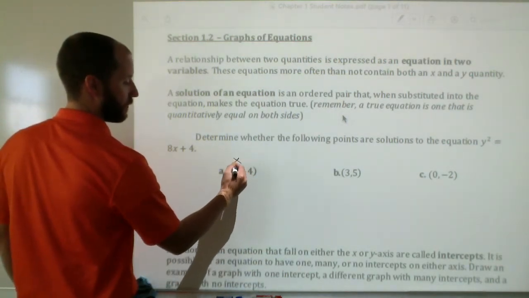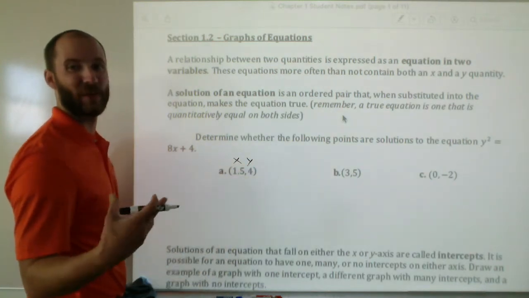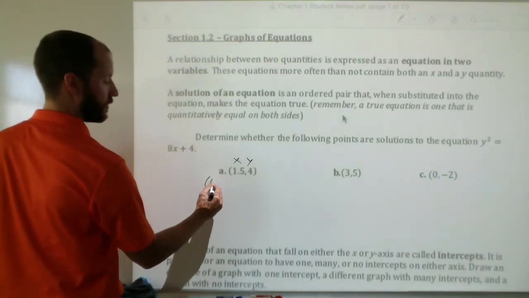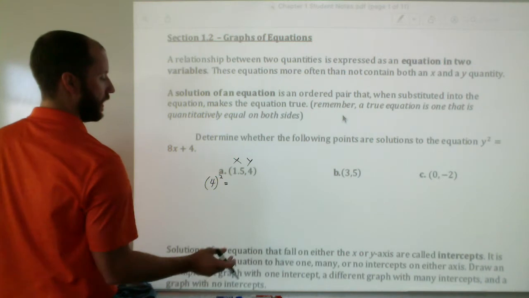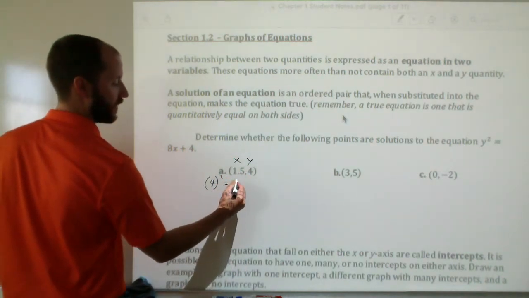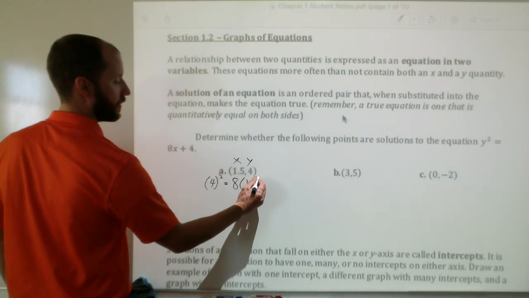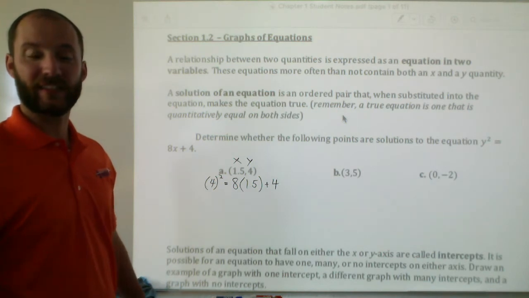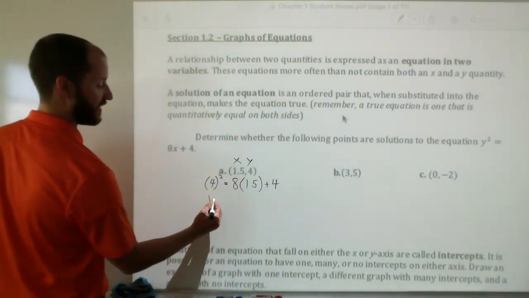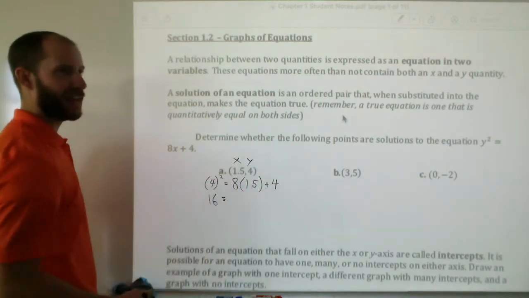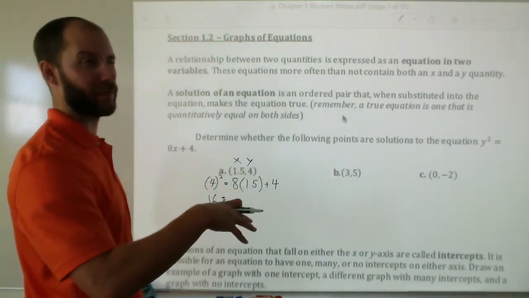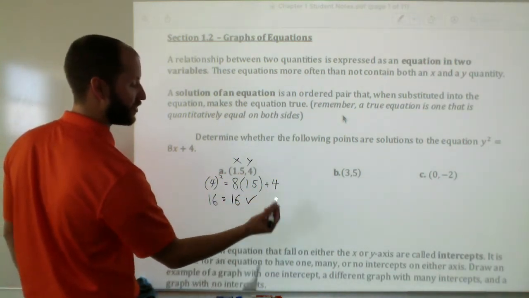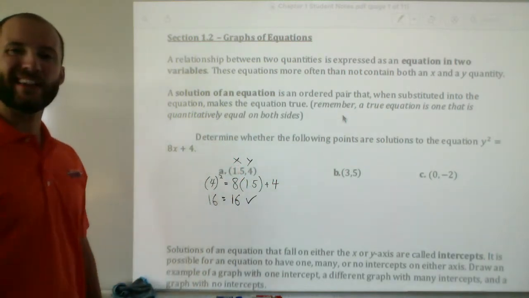So we have our ordered pair, 1.5 comma 4. Those are our x and y values. So take our 4, plug it in for that y value. So 4 squared. And take your 1.5, plug that in for your x. From here, just using your handy-dandy arithmetic skills, seeing what you get. 4 squared is 16. 8 times 1.5, that's going to be half of 8, 4, added on, 12. So 12 plus 4, 16. That checks out. Okay, so this is a solution to that equation.